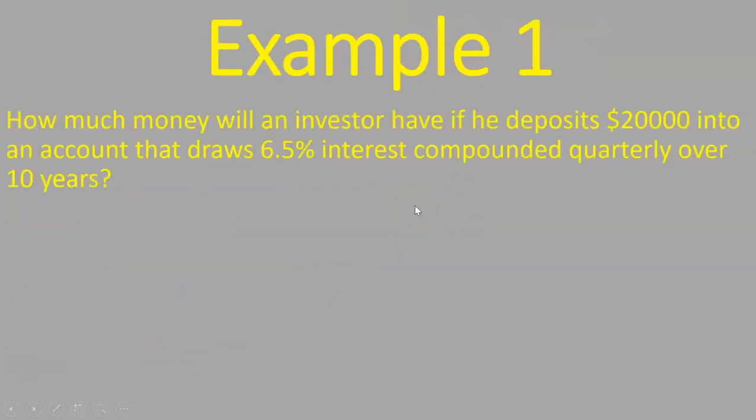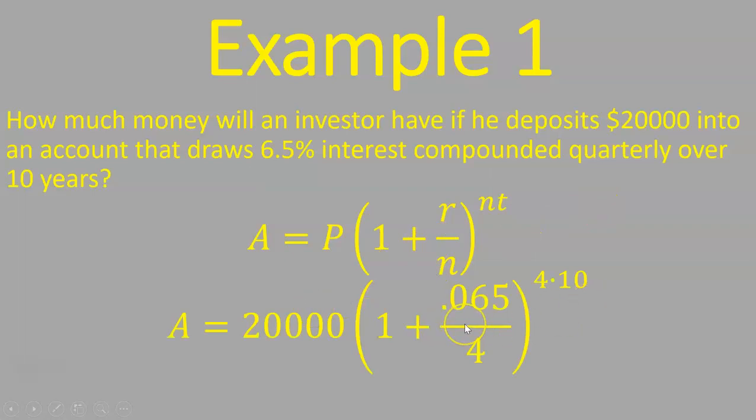Okay, so here's an example. How much money will an investor have if he deposits $20,000 into an account that draws 6.5% interest, compounding quarterly over 10 years? Okay, so here's your formula, and again, we're going to load all of our values here.